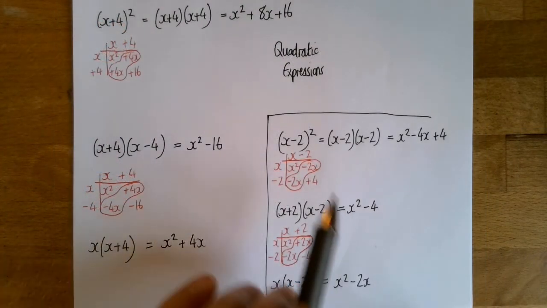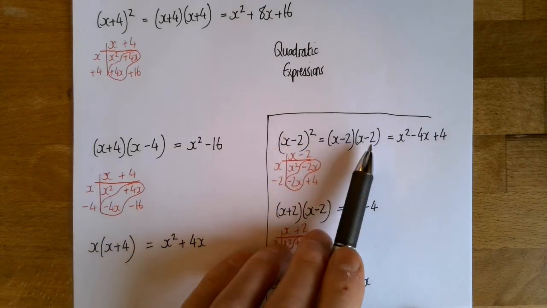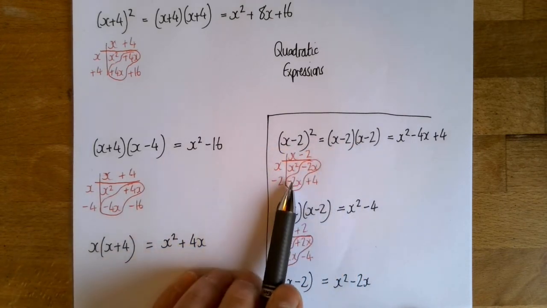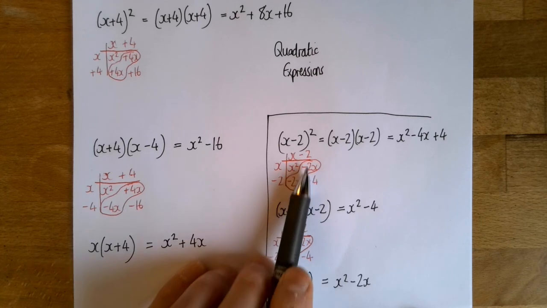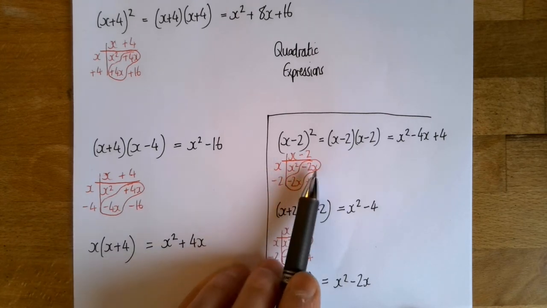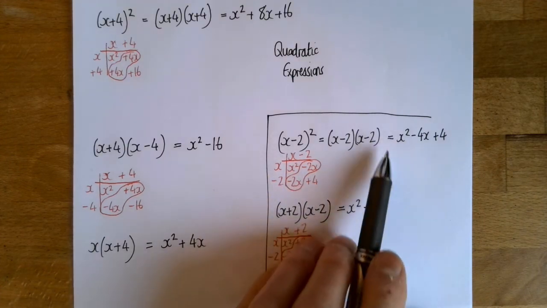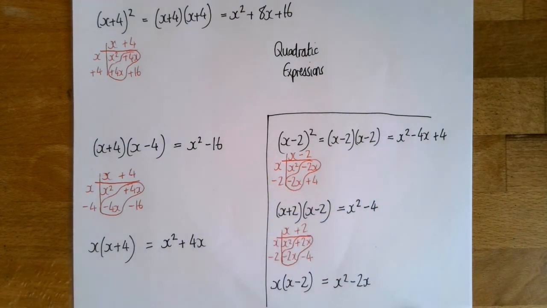Okay, so the first one, which was a bit like this one, we had to remember that this is actually the same as that. So I gridded it out, remembering that when you multiply minus 2 by minus 2, it's plus 4. When you peanut, take away 2x, take away another 2x, so that's minus 4x. So that was your answer.